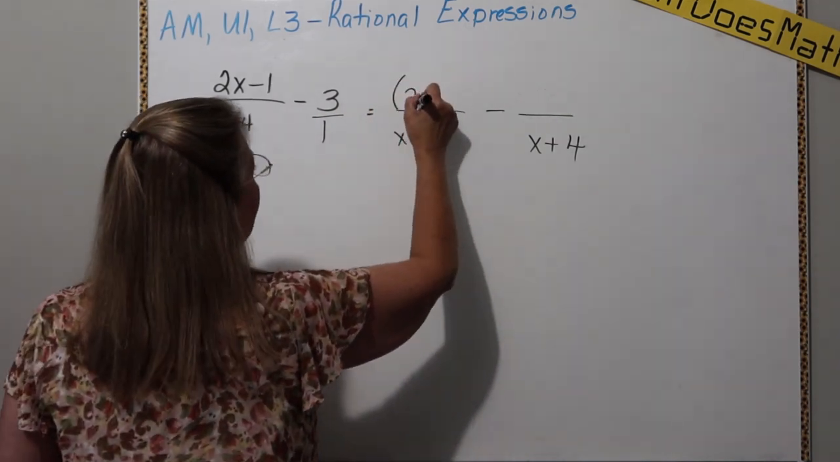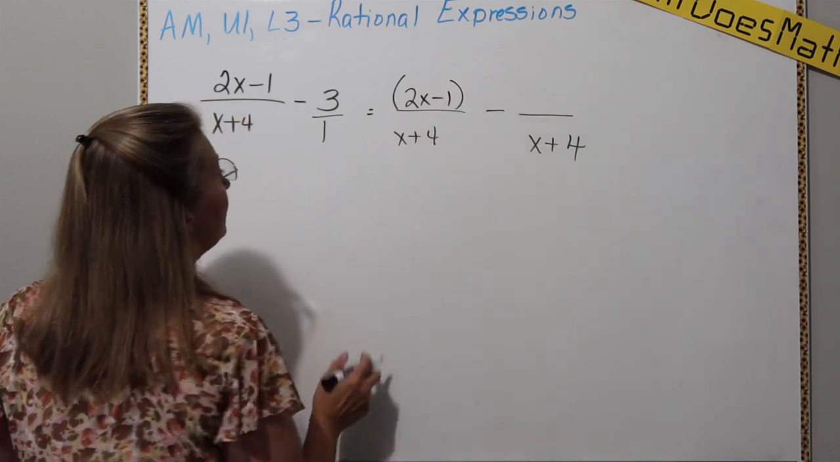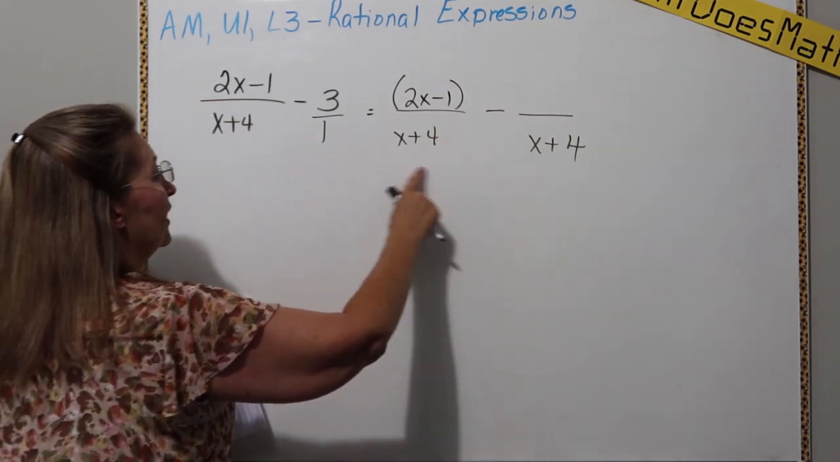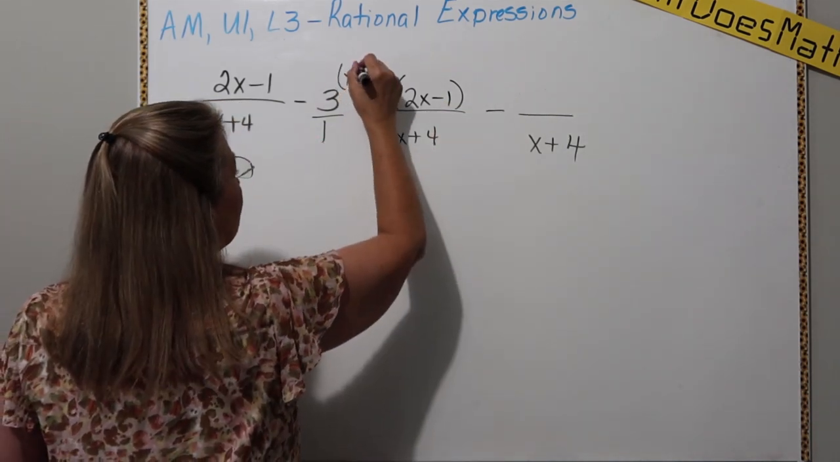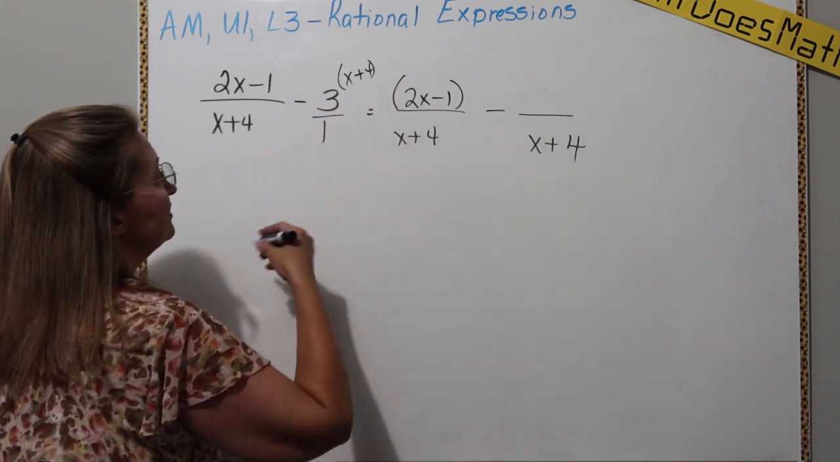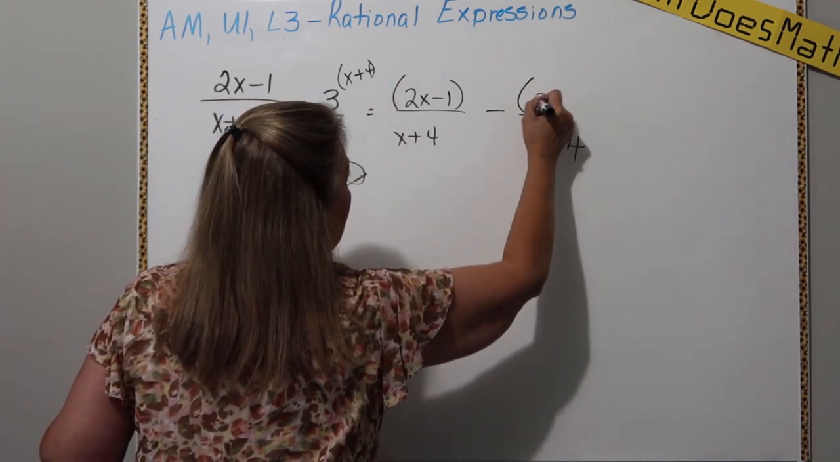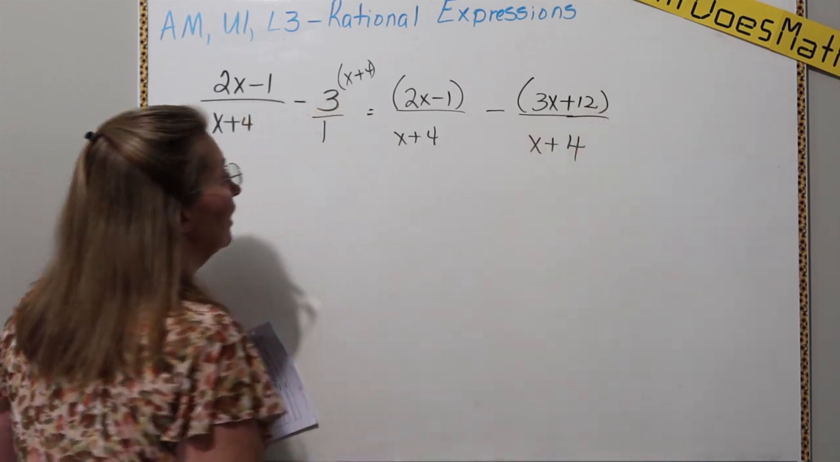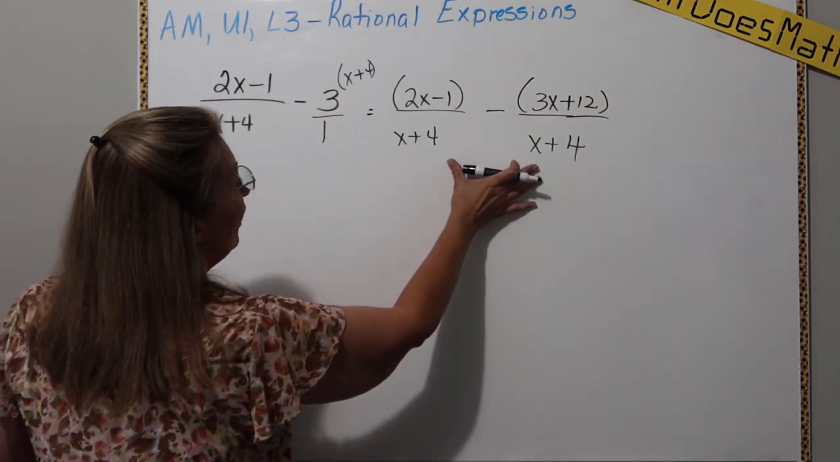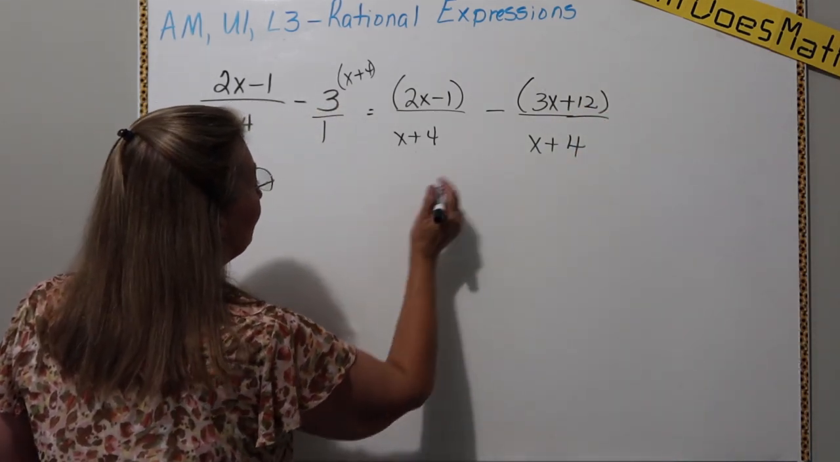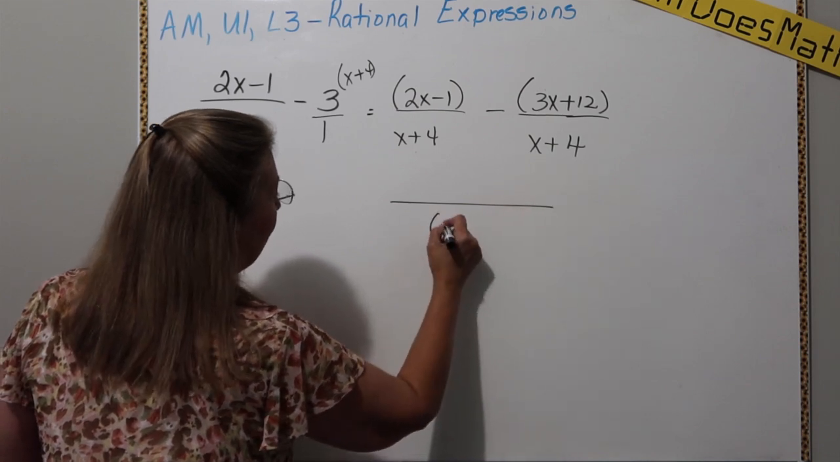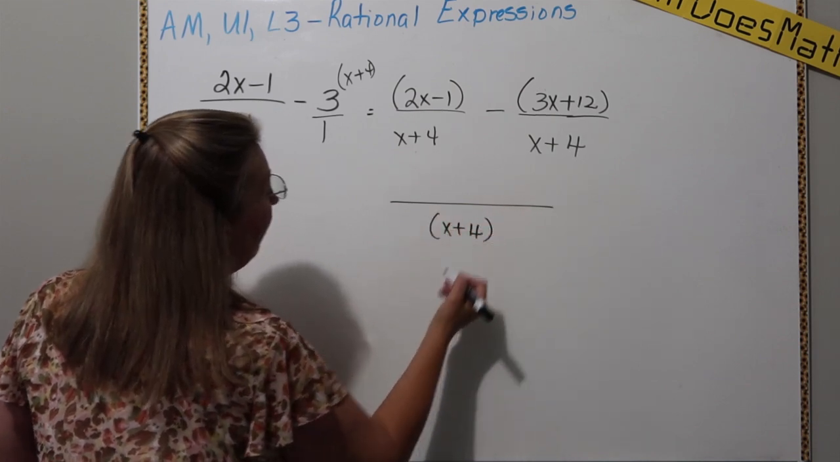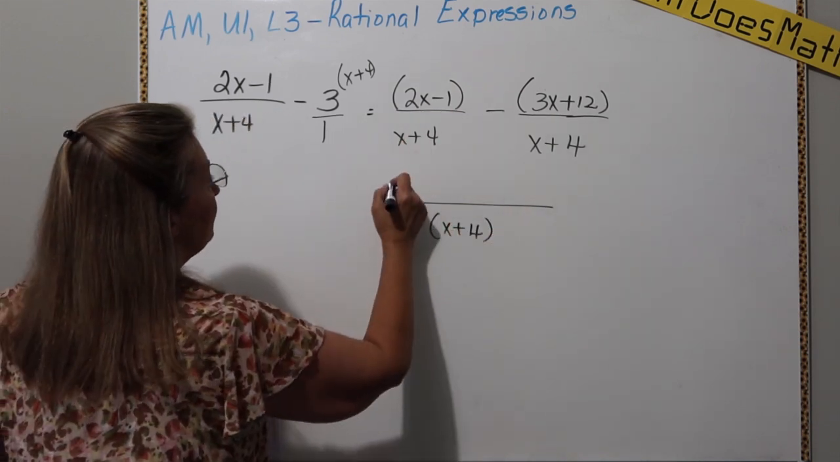So your numerator is not going to change. And you say, what did you multiply this by to get your new one? So you're going to multiply this times x plus 4 and get 3x plus 12. Okay, now when you have two fractions that have the same denominator, you can combine those over one denominator and then just have your numerator.